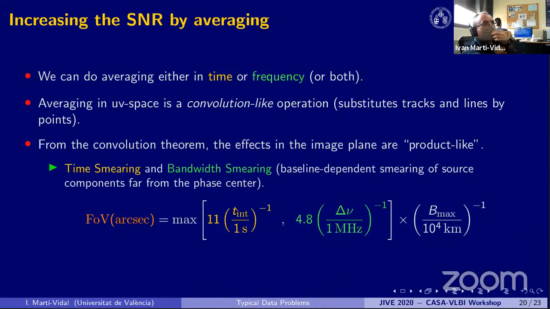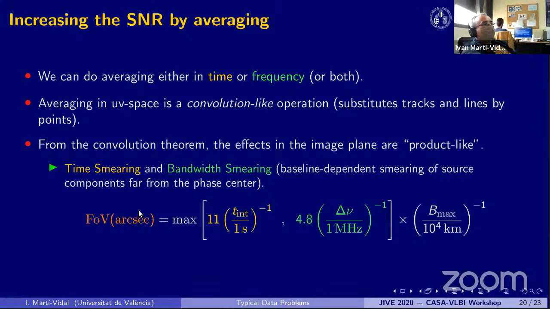What happens is that basically you have a convolution-like operation in Fourier space. You are substituting tracks by points because you're averaging in time. A baseline track, you are just collapsing into a single point which you average in time. This is a kind of convolution-like effect in Fourier space that maps into a multiplication-like effect in the image plane, which basically smears out any signal far from the phase center of your correlation.